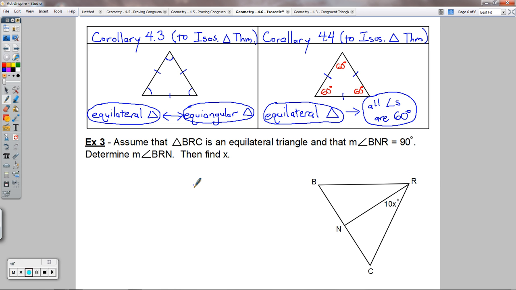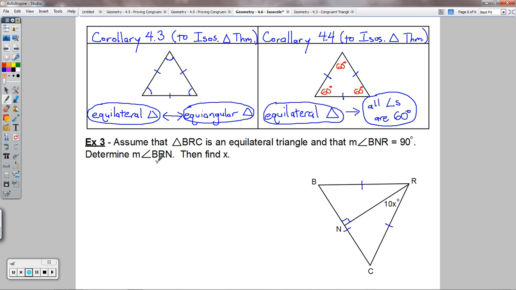So example 3. Assume that triangle BRC is an equilateral triangle and that the measure of angle BNR is 90 degrees. Let's label that in the picture. BRC is equilateral, so BC is the same as RC, which is the same as BR. So this is not saying NC is the same as RC. Now let's connect those dots: BNR is 90 degrees right there.